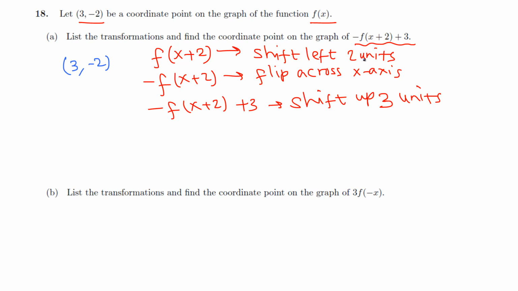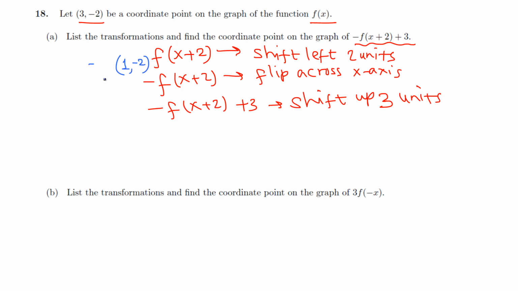Okay, shift left 2 units. So this x is now shifted to 1. That means we get (1, -2). So first we get (1, -2). Then flip across the x-axis.